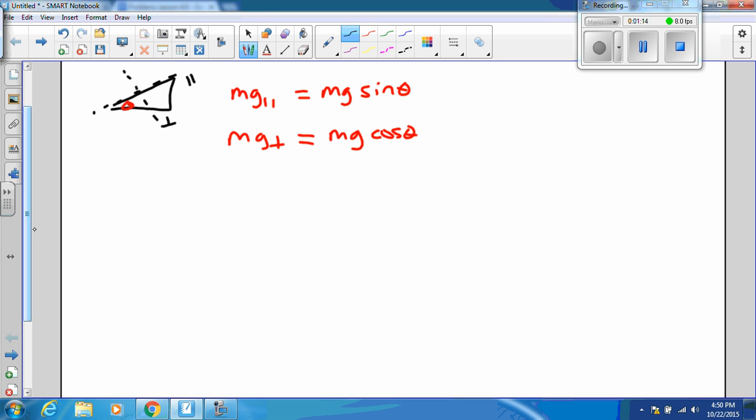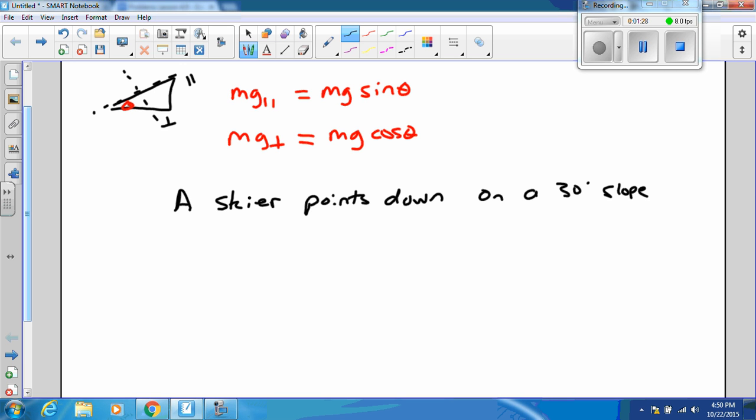So our first problem is going to be a fairly simple problem. The skier points downhill on a 30-degree slope. It's a fairly steep slope. It would have what we would call a grade of 50%. And so the question now is, what is the acceleration of the skier?